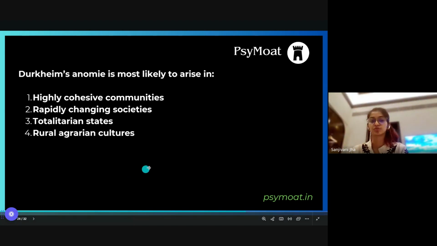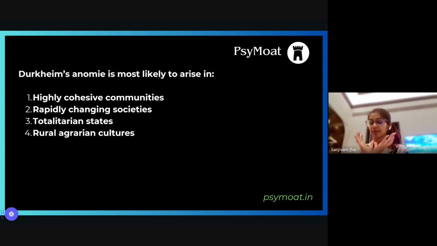Highly cohesive communities, what are they? Would it relate to Durkheim in any way? Can we think of totalitarian states or rural agrarian cultures, rapidly changing society? We are talking about society, social psychology, communities, but highly cohesive communities does not really relate to why suicide or Durkheim would happen. For this, you need to know Durkheim's theory and study in general. But what it basically refers to is normlessness.